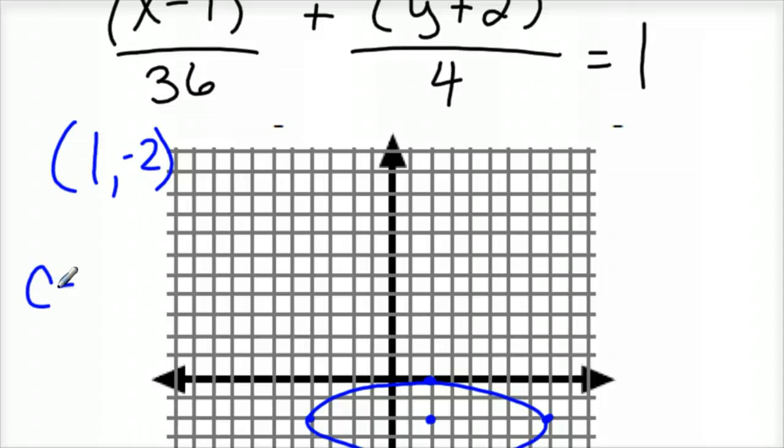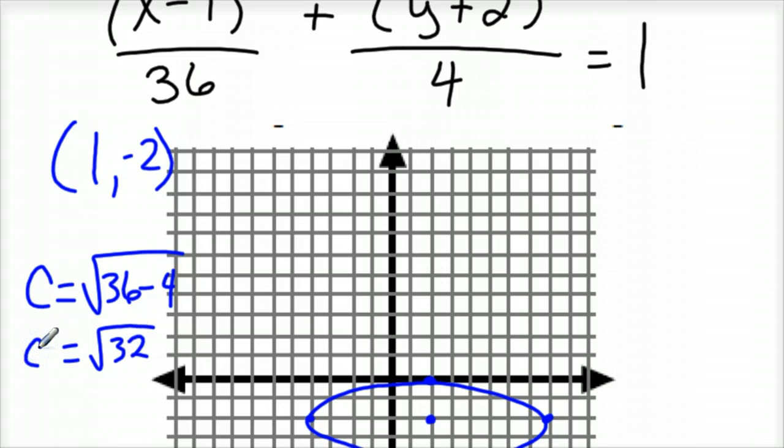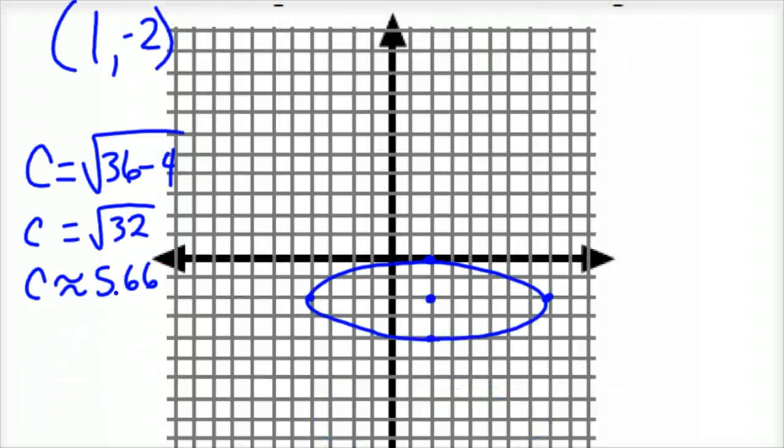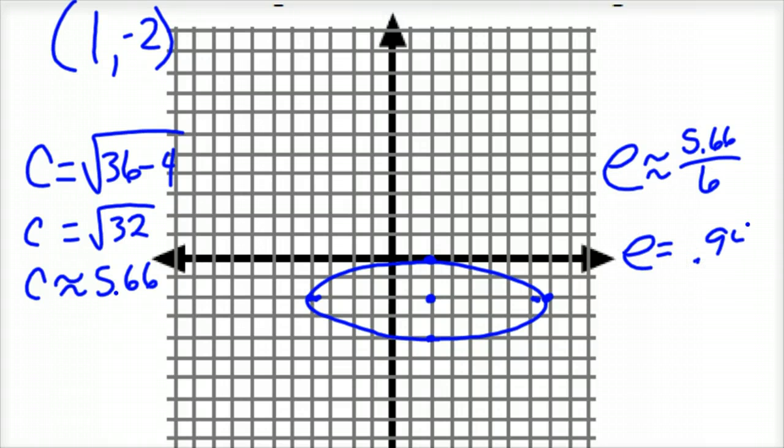Foci, the value c, would be the square root of 36 minus 4, which in our case is the square root of 32. And if you take the approximation of that, which is all we really need, which is 5.66. So you would go 5.66, so 1, 2, 3, 4, 5. So about right in here, really close, and right in here, really close. And so your last thing is an eccentricity. Notice how skinny this thing is. It's going to have an eccentricity very close to 1. So 5.66 divided by 6, because that's your major axis. And so our eccentricity is around 0.94.